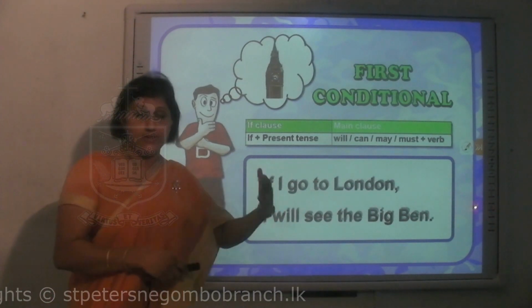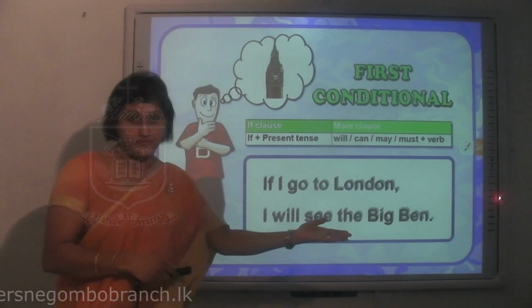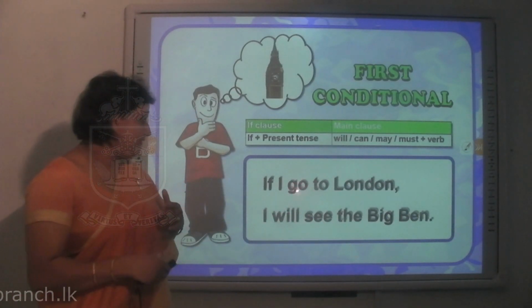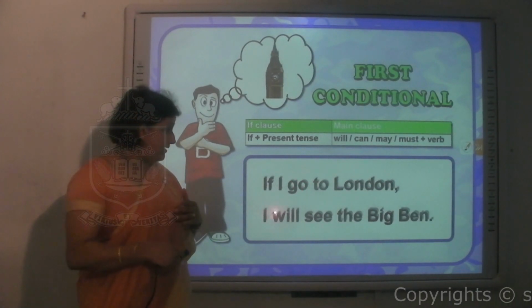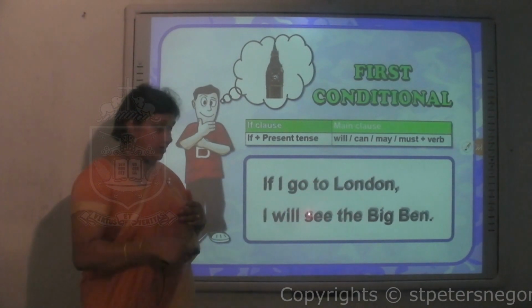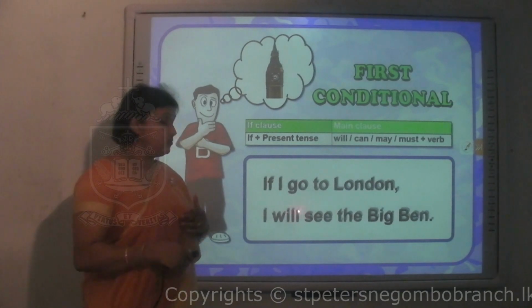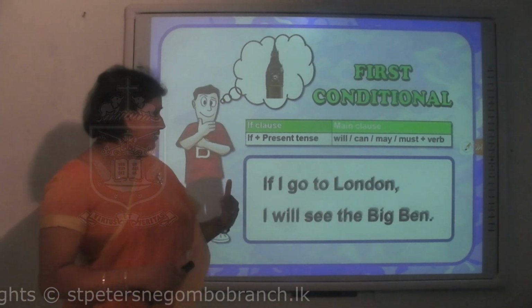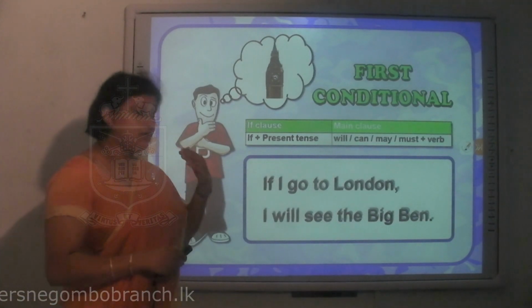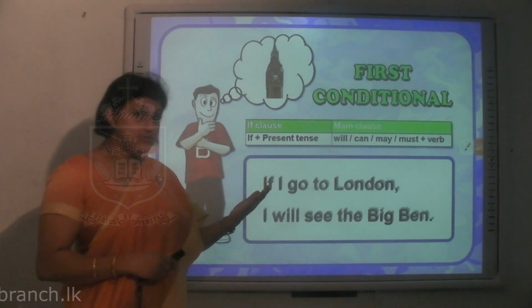So if you go to London, you will see the Big Ben, right? Here I have given this word in simple present tense, while in the second one, in the main clause, the verb is given as will see. So in this sentence, think about the meaning. If I go to London, I will see the Big Ben.